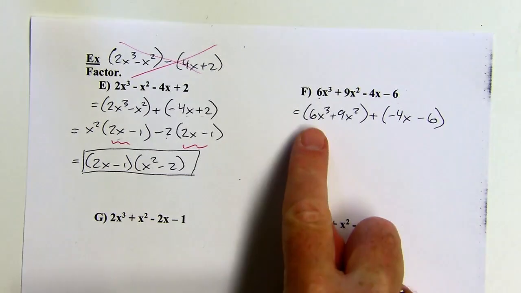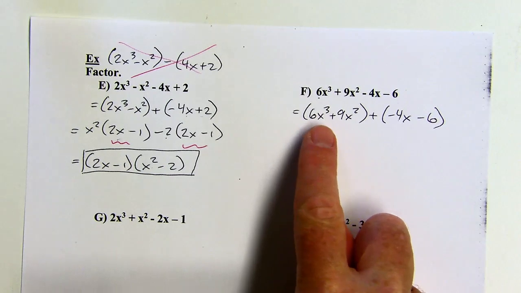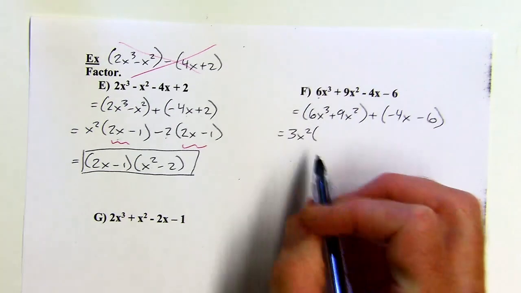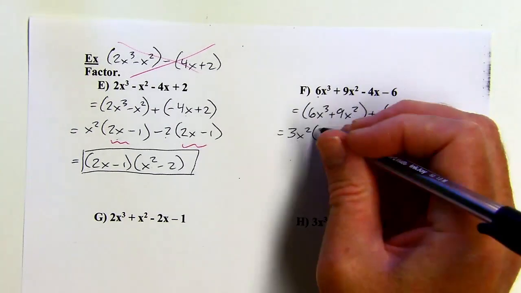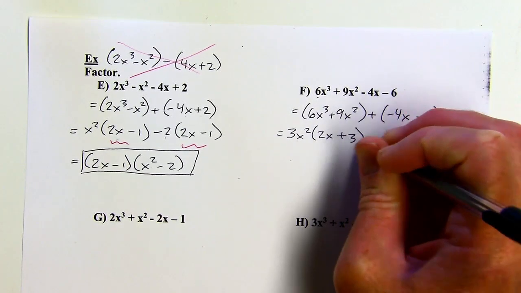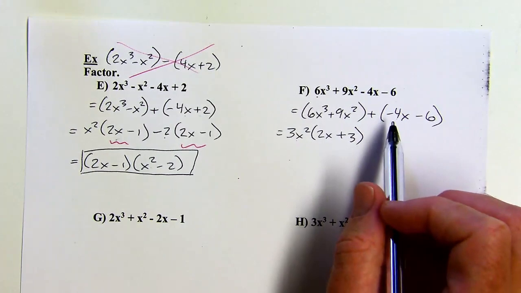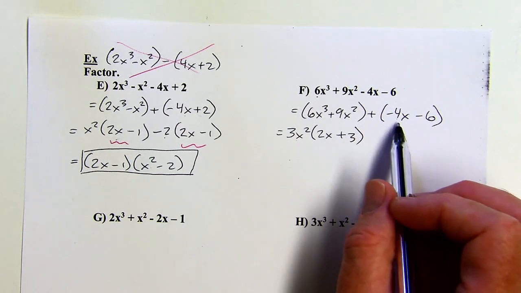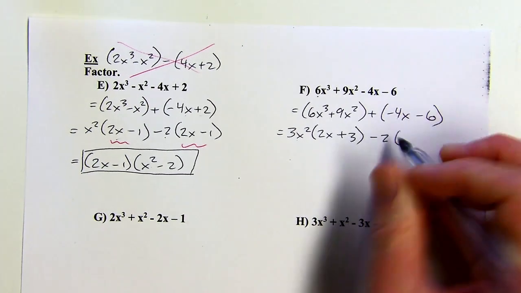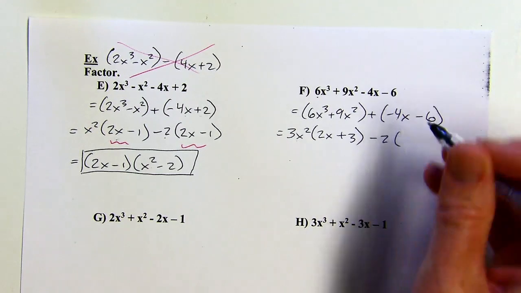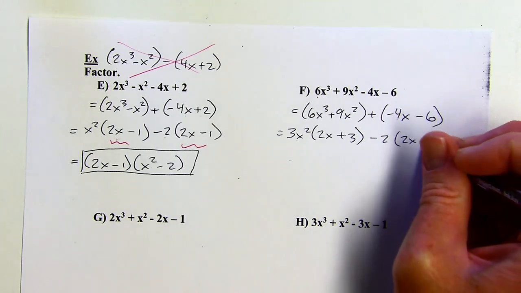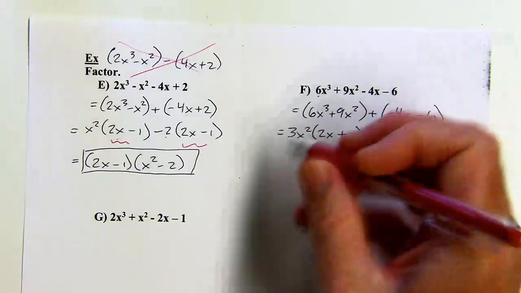So the first group, well, 3 goes into 6 and 9, and then x squared goes into both of those as well. So 3x squared we can factor out. 3x squared times 2x would be 6x to the third. 3x squared times 3 would be 9x squared. Okay, second group, you could just factor out a 2, but I want to factor out negative 2 since this is negative. Okay, so I'm going to factor out negative 2. Negative 2 times something is negative 4x. That would be 2x. Negative 2 times something is negative 6. That would be 3. Okay.